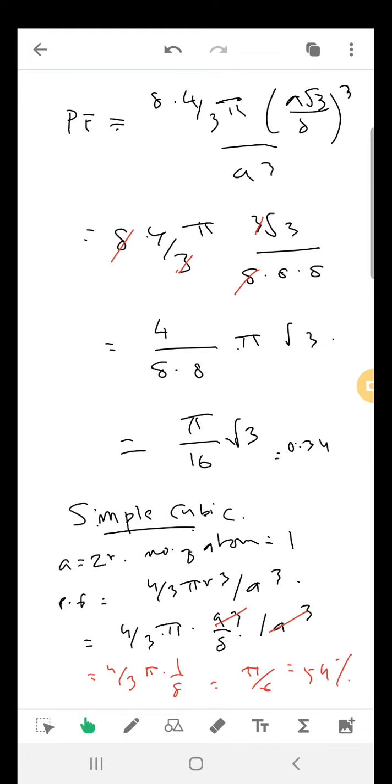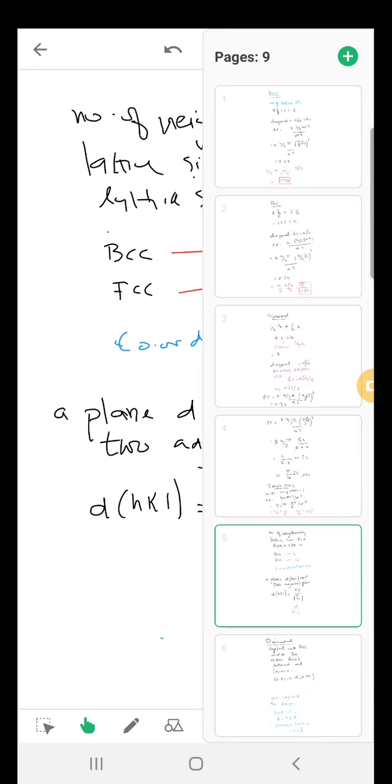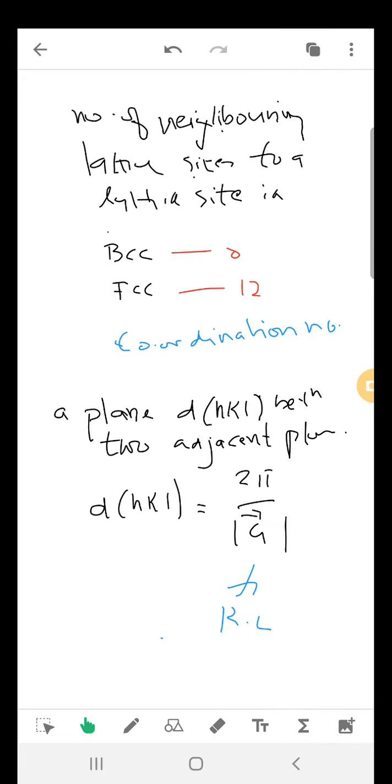In the case of simple cubic, however, the number of atoms is 1, and the radius and the cube edge length are related by this relation, showing the packing fraction as 54% or 0.54. Now, the number of neighboring lattice sites to a lattice site in a BCC is 8, and in an FCC is 12. These are also known as coordination numbers.